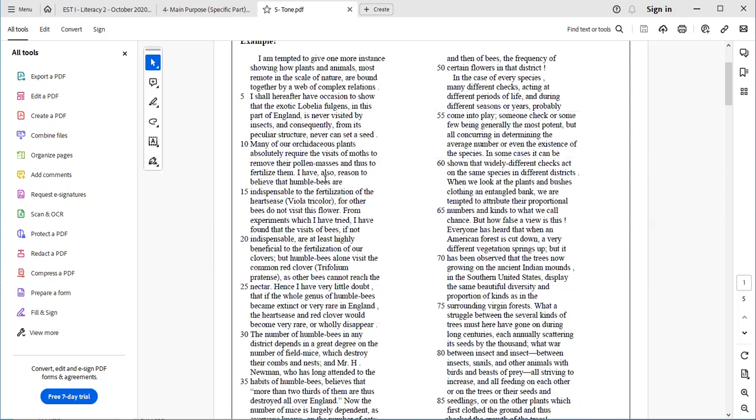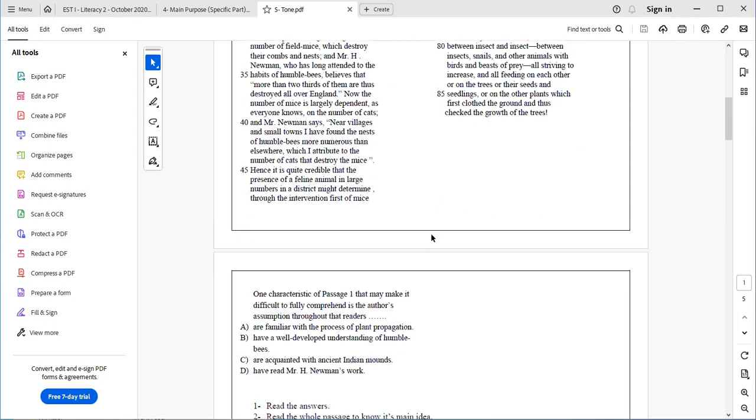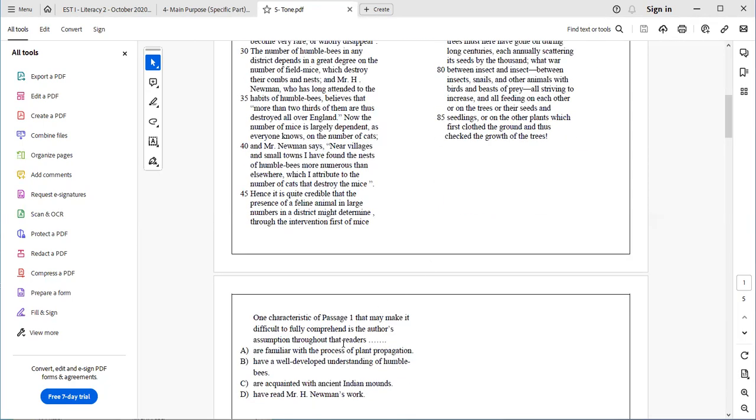As you can find, there's the whole passage. And here the question, he said, one characteristic of passage 1 that may make it difficult to fully comprehend is the author's assumption throughout the readers. Wait, mister. You want me to read the full passage to know why it's difficult to understand? Because the author thinks that the readers are what? Makes an assumption that the readers are what?